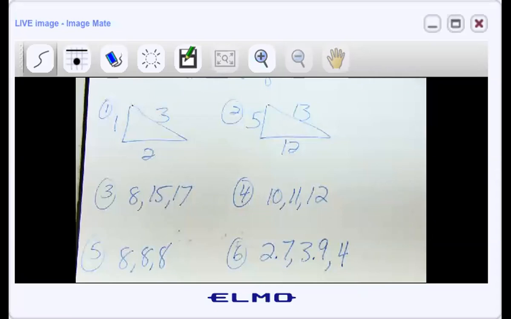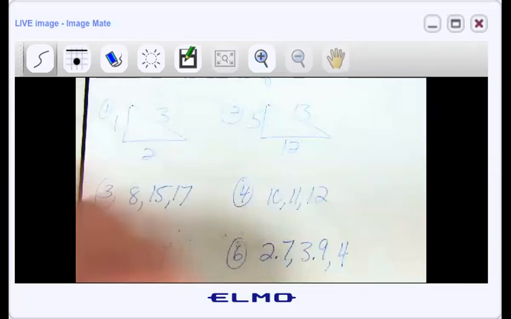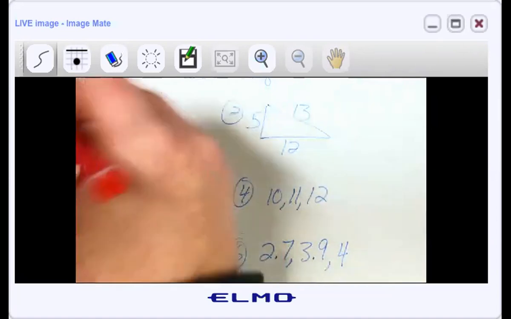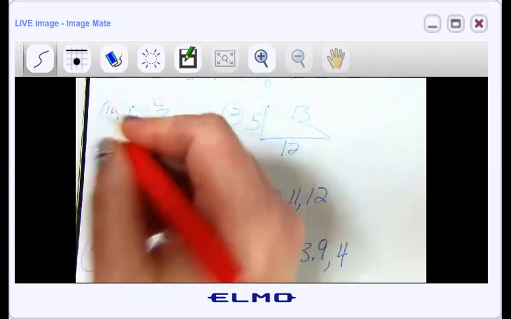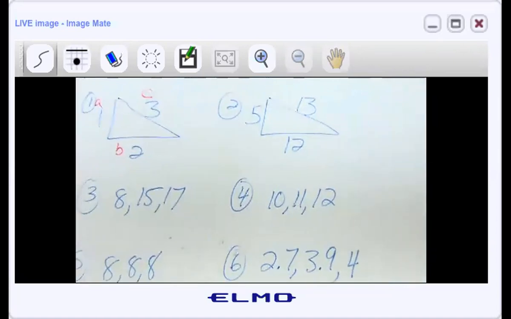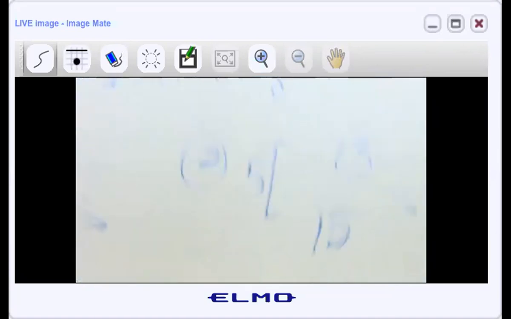Okay, so number one should be a no. Let's talk about why. C has to be 3, so you got to put that one in for the hypotenuse. A and B don't really matter. I'll call you A, I'll call you B. So when you pop these 3 things in, I'm going to zoom in a bit here so we can see it more clearly.